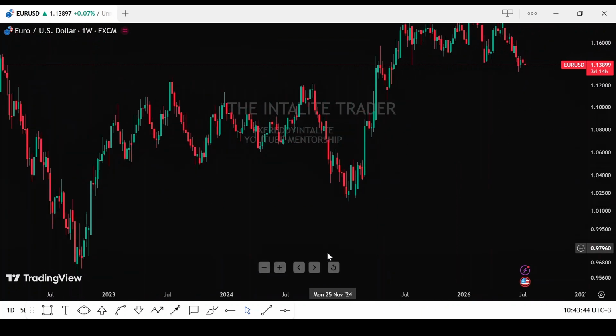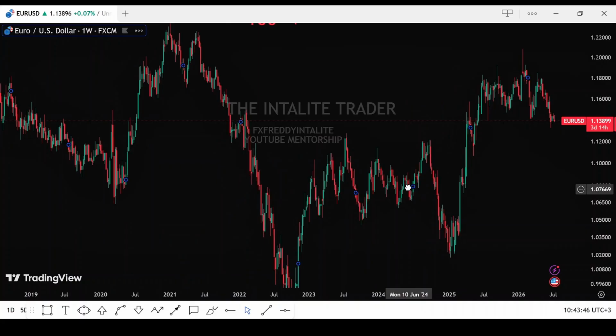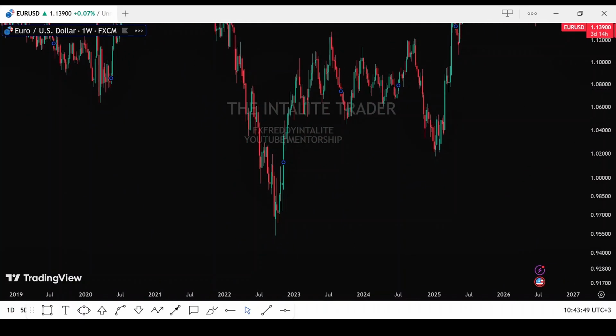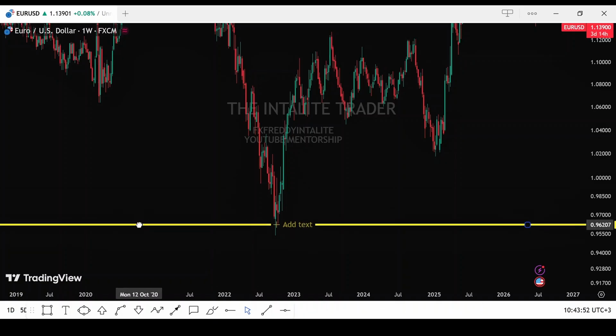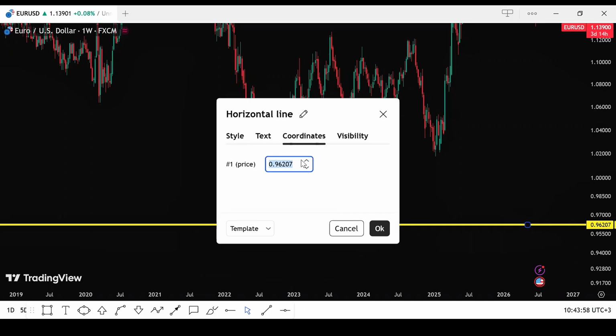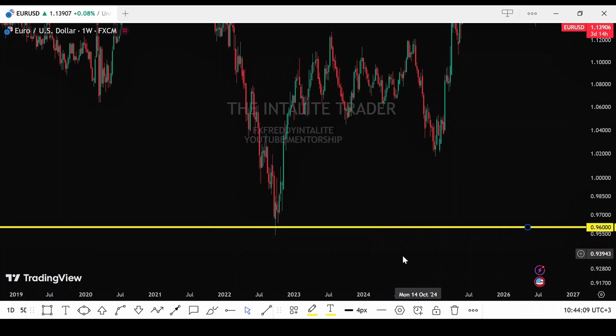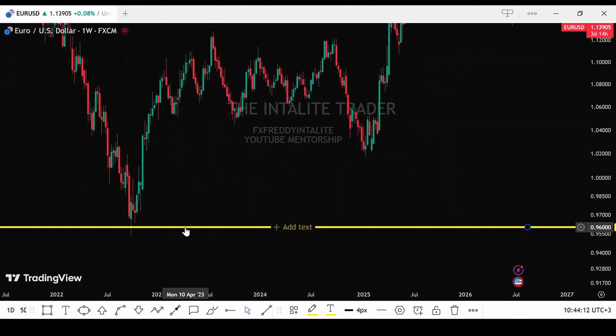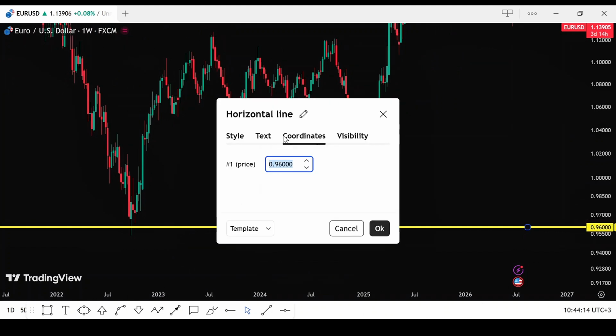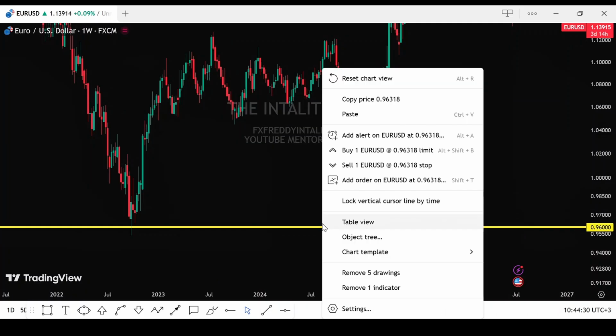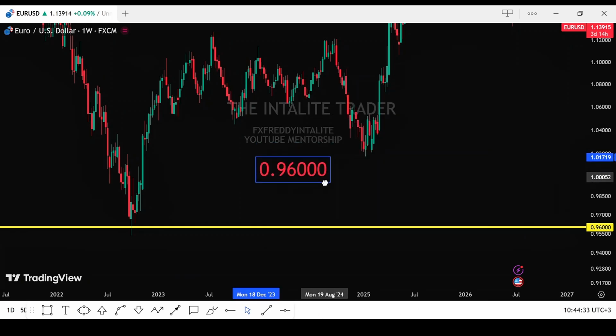Now, if we come to Euro USD, let's mark some levels here. I'm going to come to coordinates. This is 0.69600. If I put 00, you see price came and reacted to this. So if I copy this number, then I come here and paste this level.